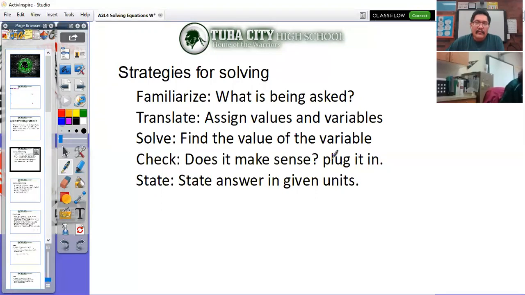If you have a problem and you're pretty sure you set it up right, you can always plug it in and see if it works. That's usually how you check your algebra. And lastly, state your answer in given units. So on some of these, there are no units, so we're just going to have to try our best to say what these things are.